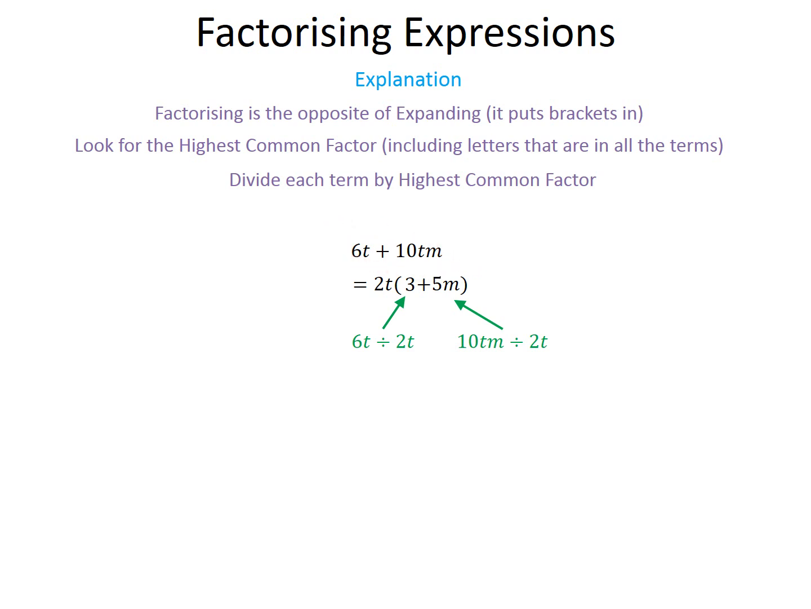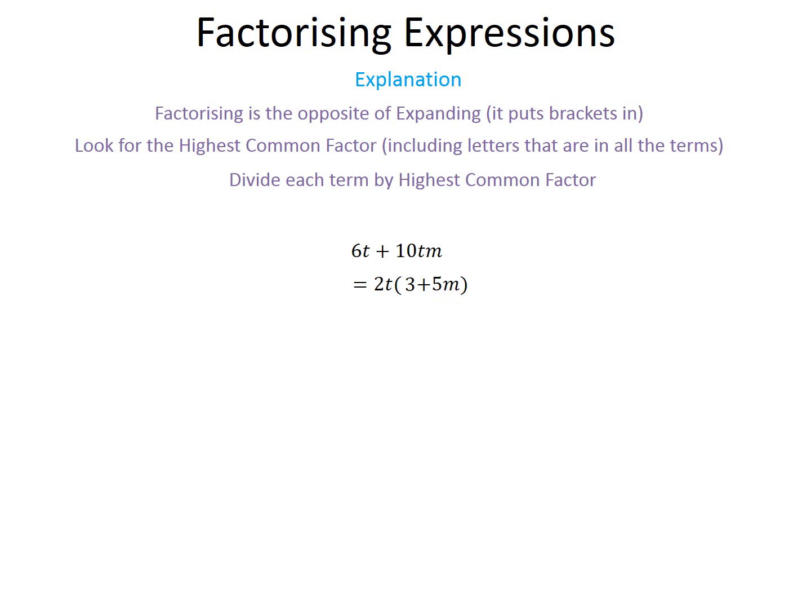It felt like it took a long time, but you'll get a lot quicker at it. Now, if you're having trouble with the division to work out these numbers here, you don't necessarily need to do it. You can do it by multiplying, almost like a fill in the gaps thing. You can go, well, I know this number here, when I multiply it by 2t, needs to get 6t. So what does the number have to be? And it's 3, because 2 times 3 is 6. And same thing here, I know when I multiply that by 2t, I have to get 10tm. So what does this have to be to make that happen?